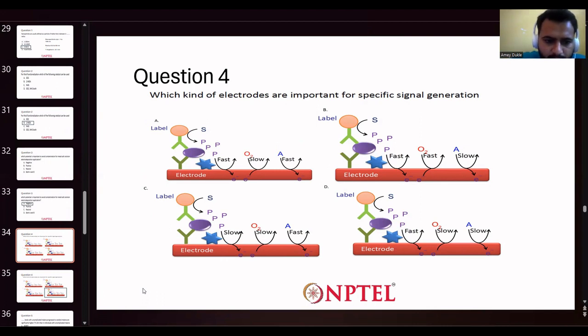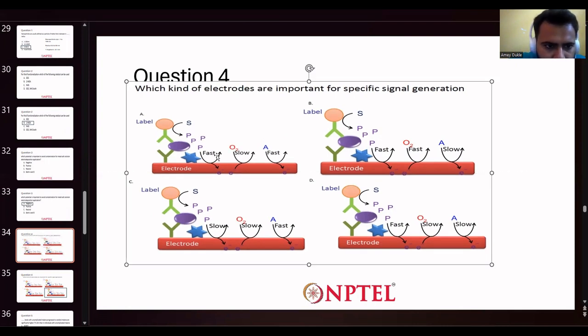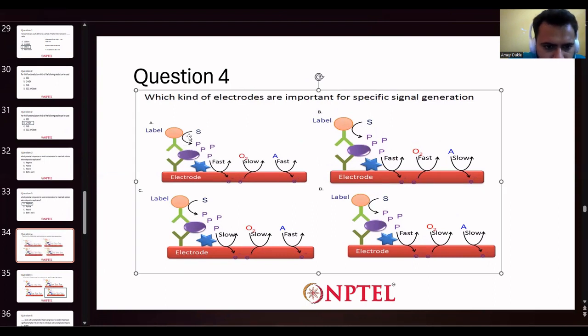So basically, in the first option, we have the labeling occurring. Then from the labeling, there is the first reaction, that is the primary reaction, the reaction of P, which is happening fast. The side reaction of O is happening slowly. But we can see that another side reaction, of product A, is also happening fast. So do we need this kind of reaction where the main reaction is happening fast and one of the side reactions is also happening fast?